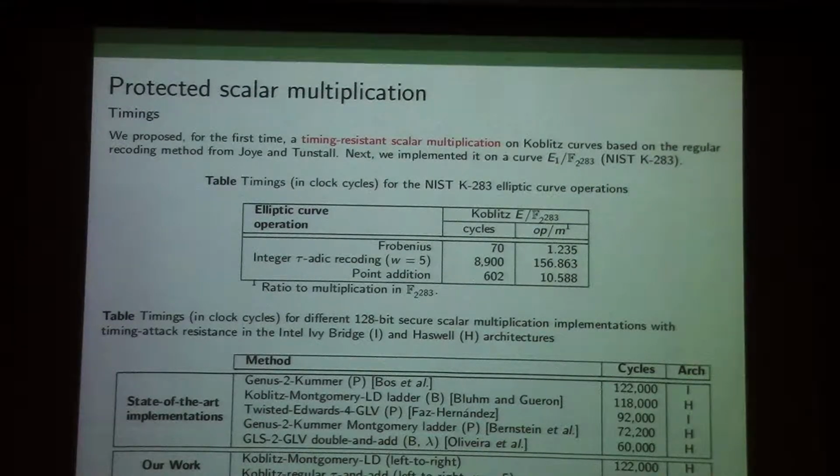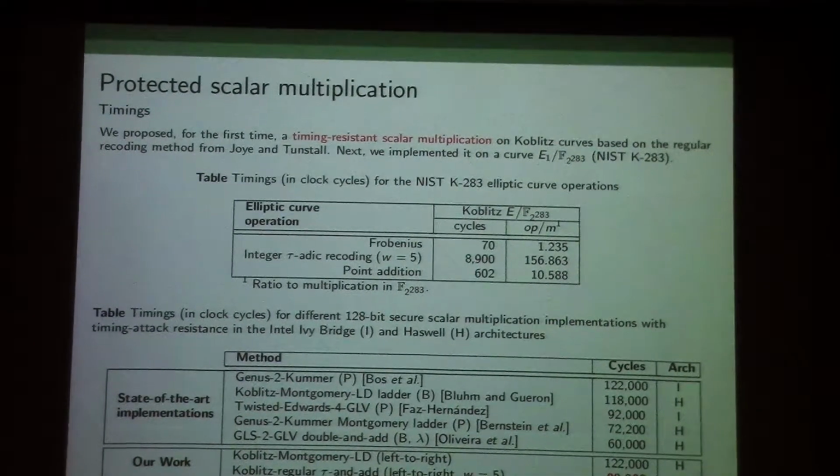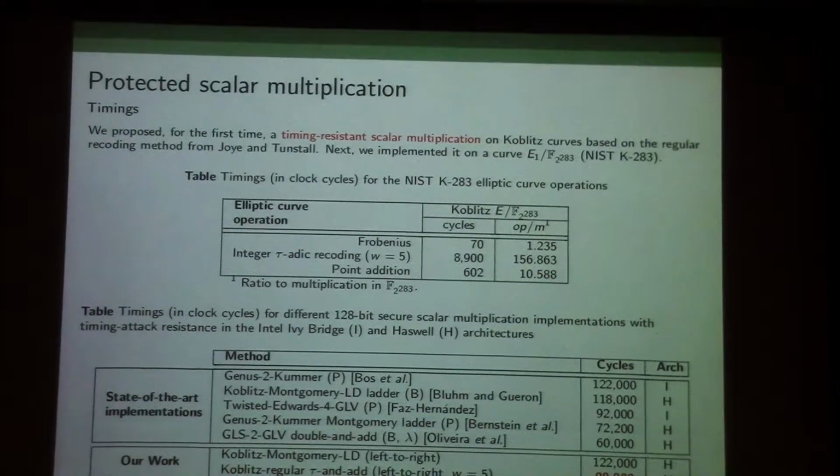Because before that, the only way to do time-protected scalar multiplication over Koblitz curves was to use the Montgomery LD, where you cannot exploit the properties of the tau endomorphism. So this is what we have done for the Koblitz curves defined over F2 by the regular tau recoding. And next, we propose another family of curves, which was introduced by Koblitz in 1991, which is Koblitz curves defined over F4.